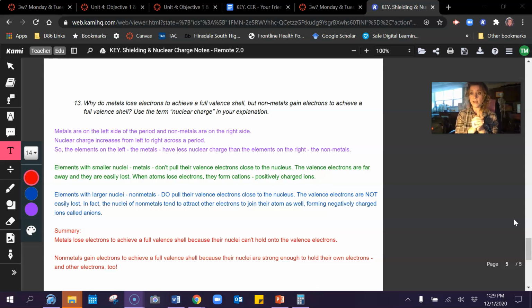Metals, on the other hand, form cations. They lose their electrons, forming ions with positive charges in order to have a full valence shell. So when the metals lose their valence electrons, what lies beneath is a full shell, and that becomes the new valence shell. And then I have a little summary that I typed in red for you at the bottom.